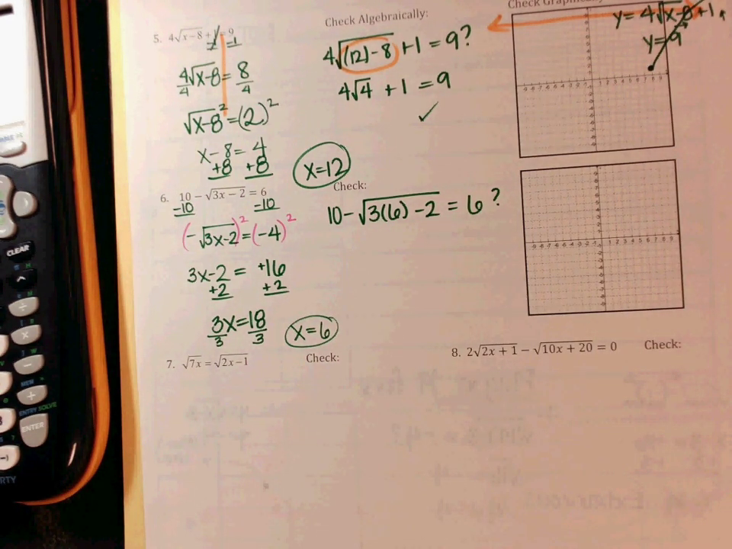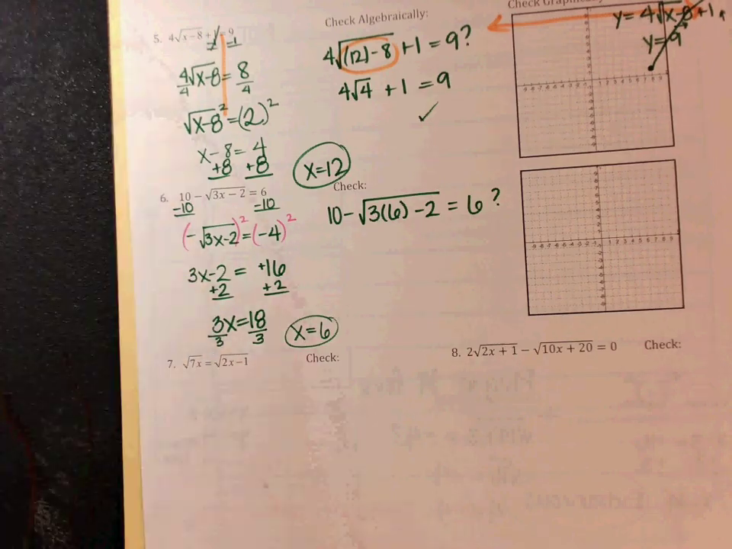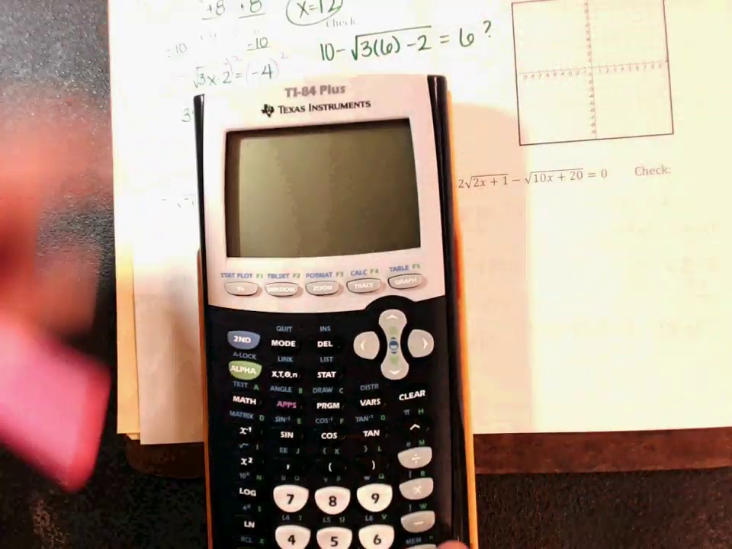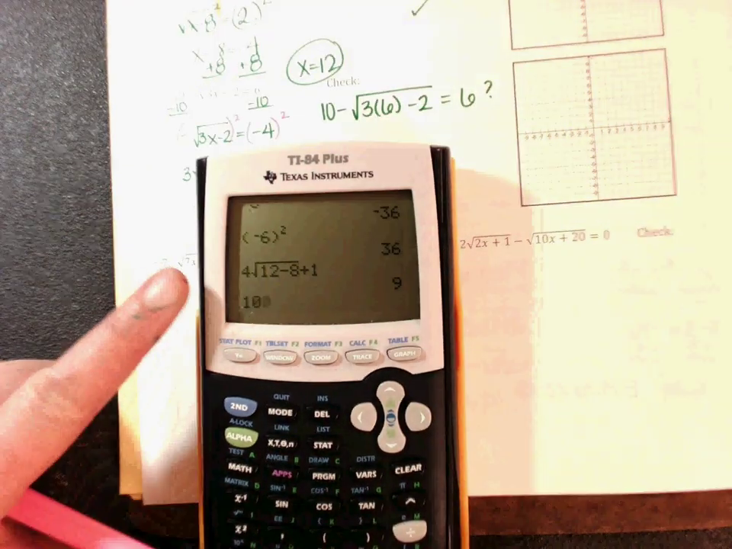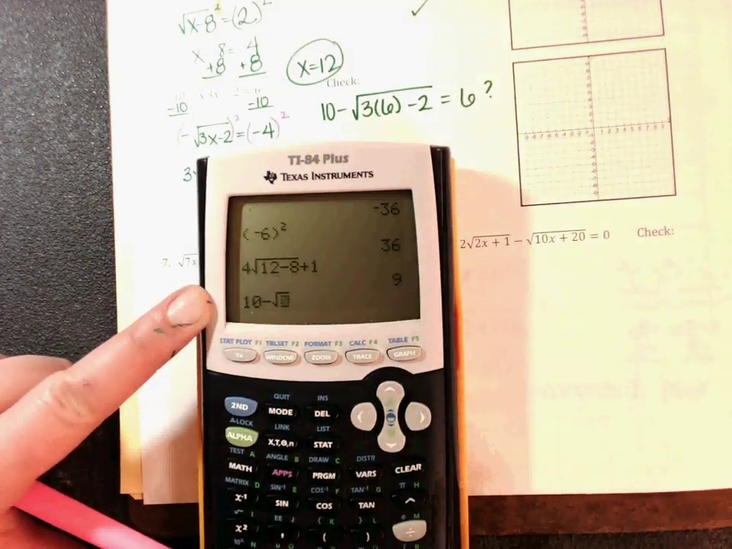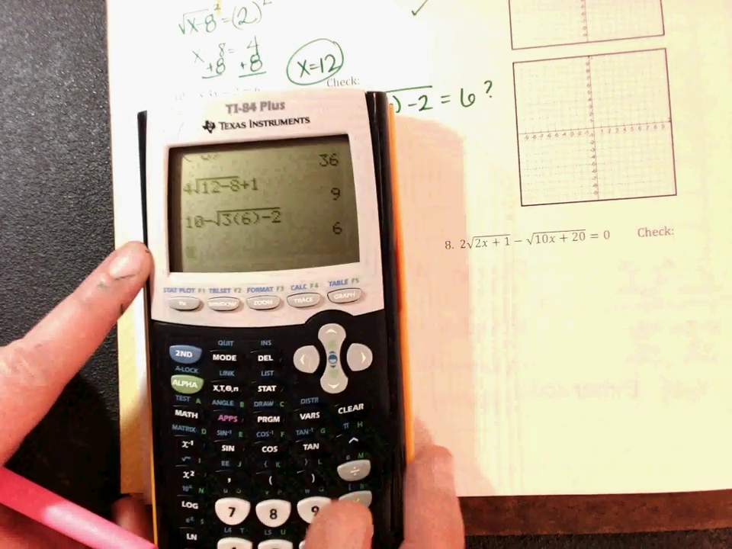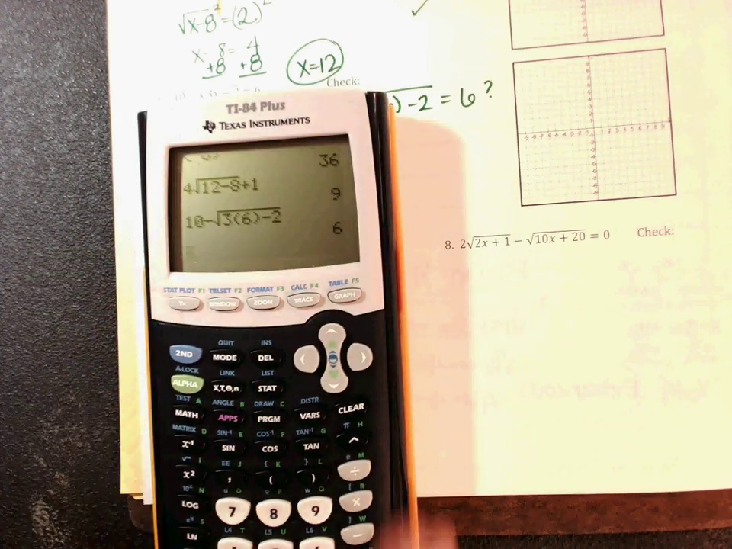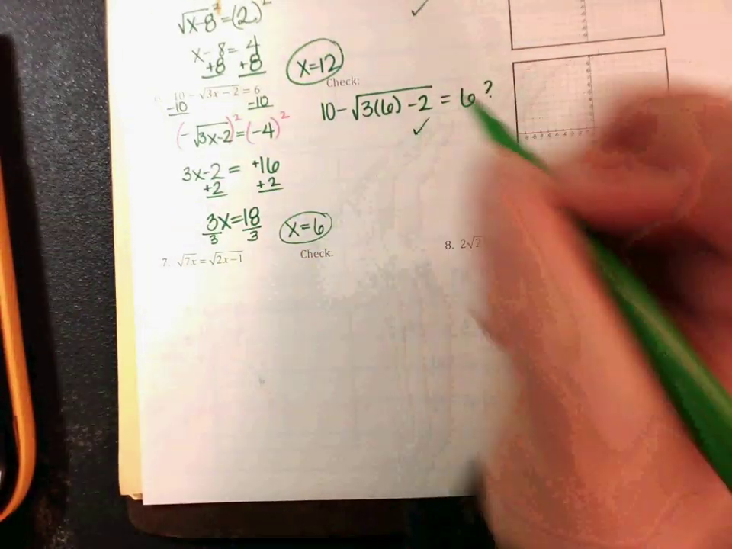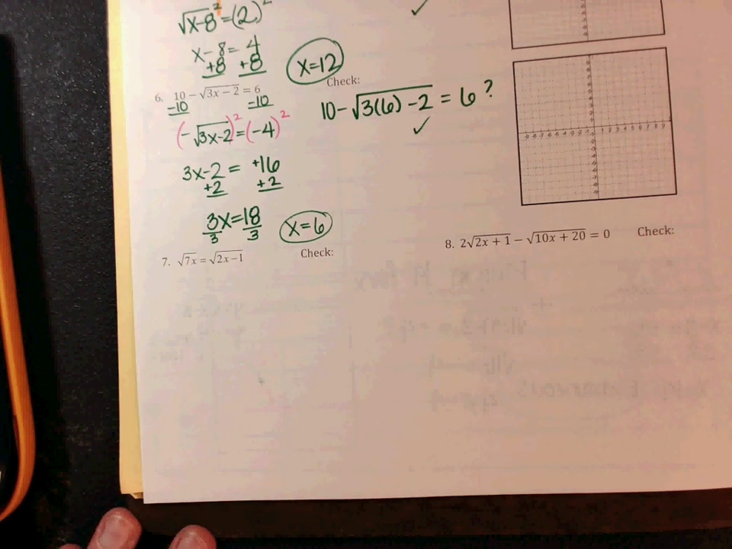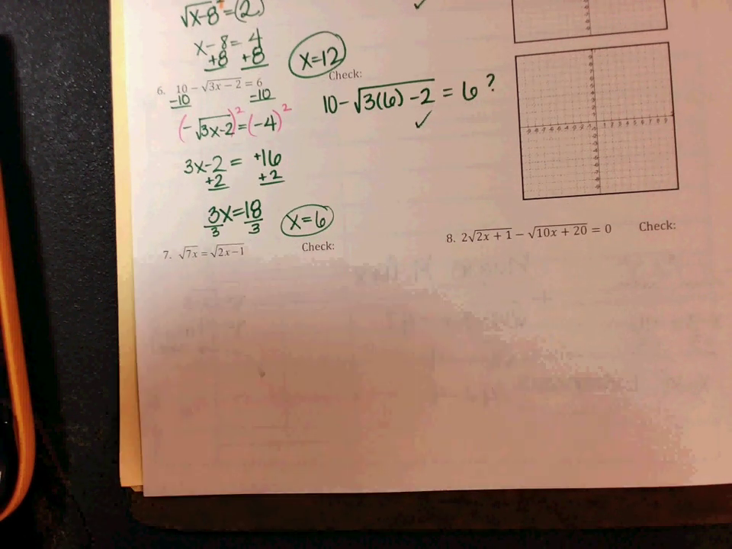Now, on the inside, I don't want to have to figure all that out, so I'm just going to type it in right here. So look, in my calculator, I'm going to type in 10 minus square root 3 times 6, and then minus 2. Does it come out to be 6 as my answer? Yes. Okay, so you can use your calculator to check it. Just make sure you write it down on your paper before you do. Okay, we're not going to solve that one by graphing. We did other ones by graphing. Okay, take a look at number 7.